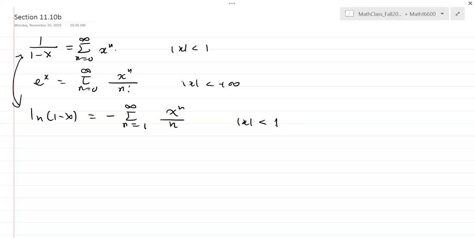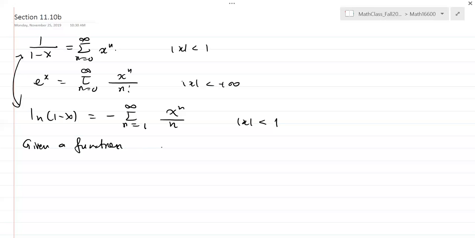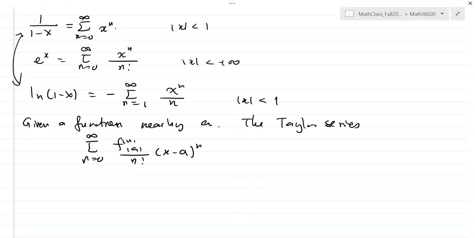Now, what is the so-called Taylor series? Given a function defined nearby a number a, the Taylor series is defined by this formula. Okay, this is the only candidate for the power series representation of the function f of x at a.